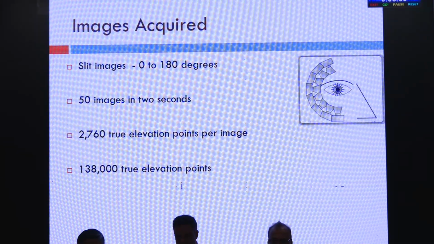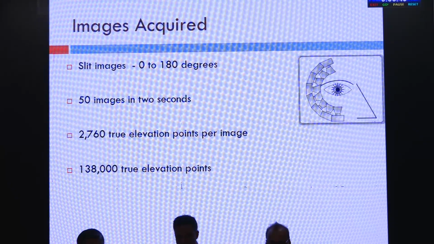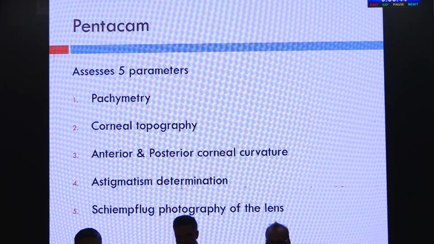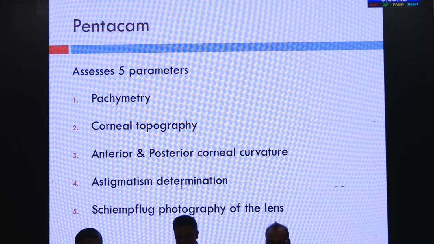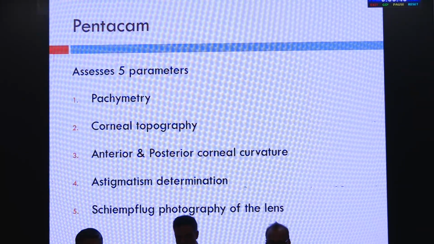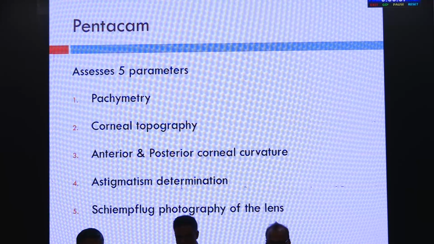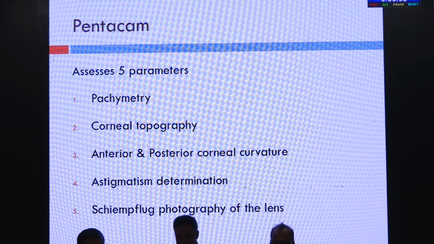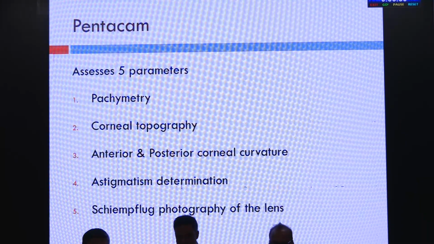Slit images are captured. Almost 50 images are captured in just a fraction of 2 seconds. There are 2760 elevation points in each image. A total of 1,38,000 true elevation points are estimated. That is, even minute changes in your cornea will depict in your interpretation images that you will see. Now, as the name reflects, Pentacam assesses 5 parameters. The 5 parameters are pachymetry, corneal topography, anterior and posterior corneal curvature, astigmatism determination, and Scheimpflug photography of the lens.